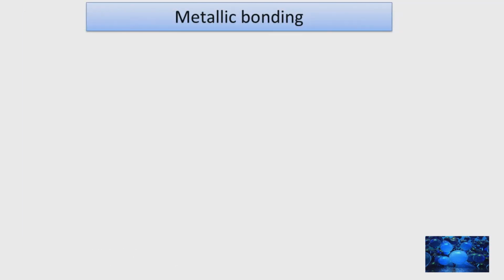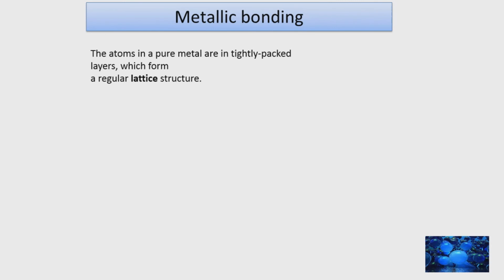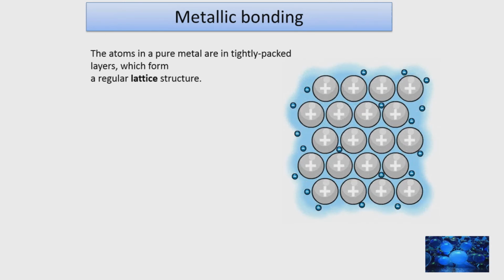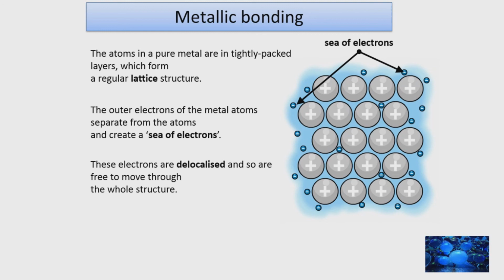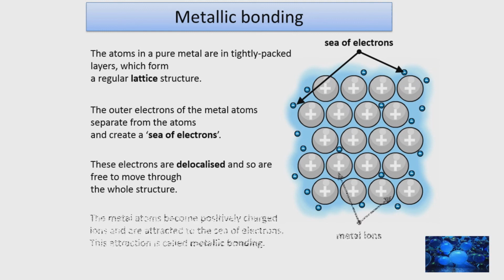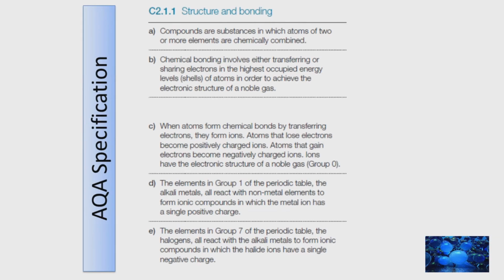The third type of bonding occurs in pure metals, called metallic bonding. Metals are tightly packed layers of a regular lattice structure, positive ions surrounded by a sea of electrons. These electrons are often referred to as delocalized, meaning they are free to move through the whole structure. This is how metals conduct electricity. Okay, this is the end of the first section. If you want to check back through the specification.